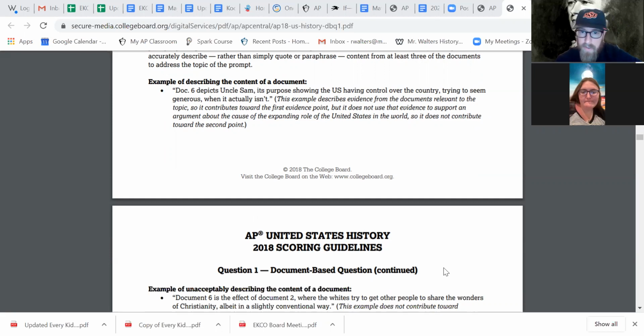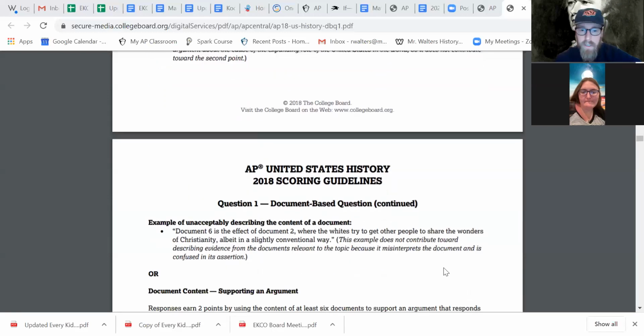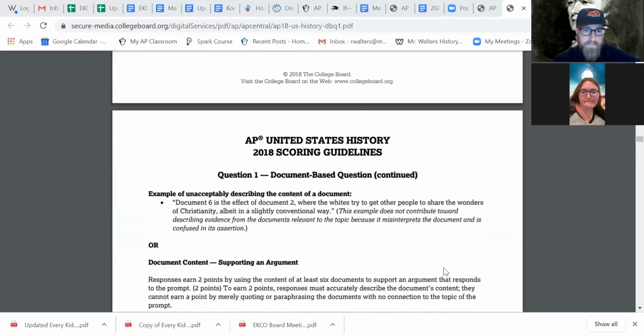And they said, this example describes evidence from the documents relevant to the topic, so it contributes toward the first evidence point. But it does not use evidence to support an argument about the cause of expanding the United States to the world, so it does not contribute to the second point. I'll deal with that in a second. But notice, they gave their purpose. So if you give the historical context, intended audience, purpose, point of view, boom, you're going to get 1 point. Okay, let's look at one that is not good.